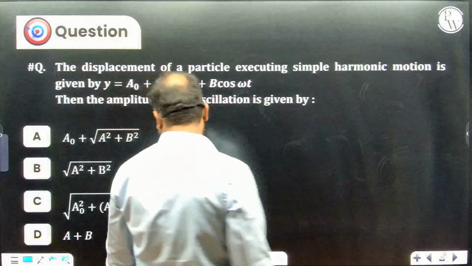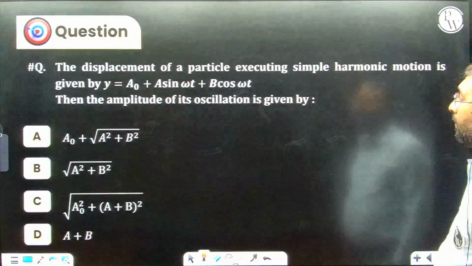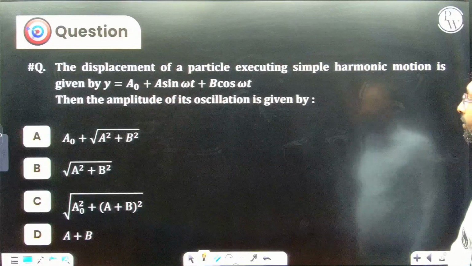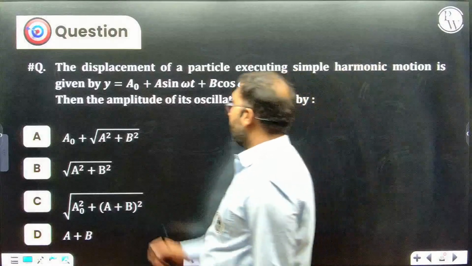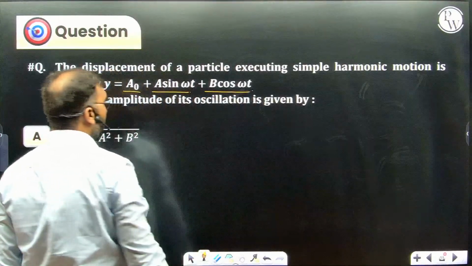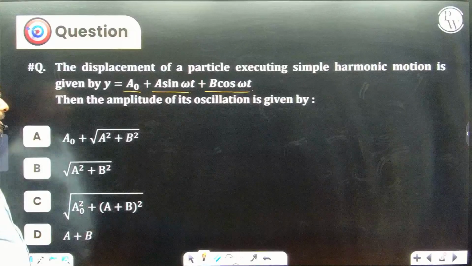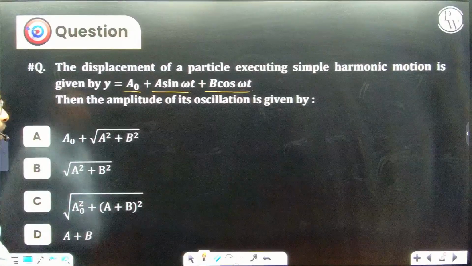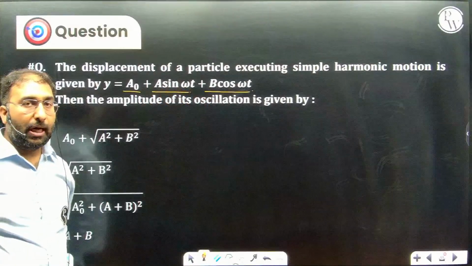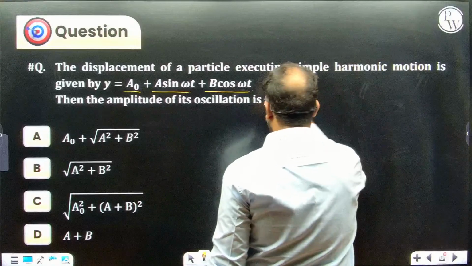So we need to solve this question. The displacement of the particle executing simple harmonic motion is given by this equation. Amplitude of oscillation is required. So basically you have this equation: a naught plus a sin omega t plus b cos omega t. You have to find out the net amplitude of the oscillation. So how to find it? You can see this is a sine function, this is a cos function. I already told you to try to make them similar functions. So I'll convert everything in terms of sine.